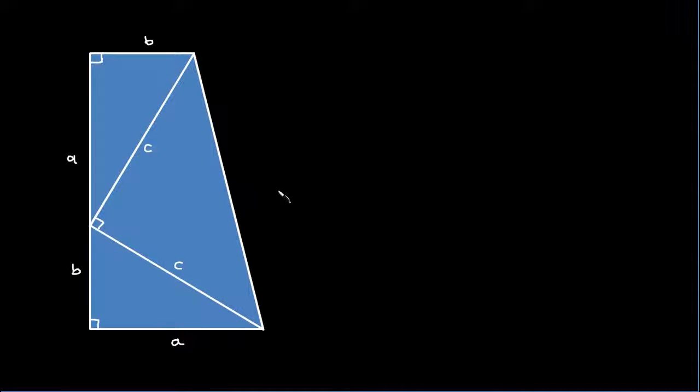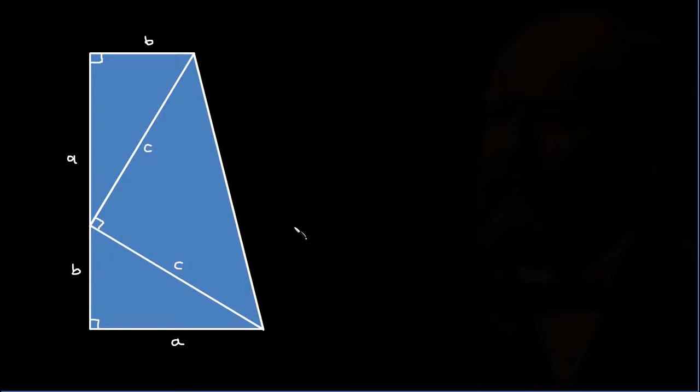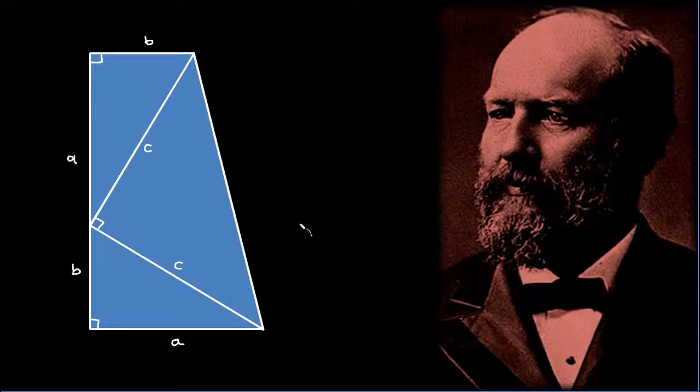Now, what we're going to do in the last part of this video is work through a Pythagorean proof, in other words, a proof of the Pythagorean theorem. And to do that, I'm borrowing from a proof worked out by, I think it was the 20th President of the United States, President James A. Garfield.